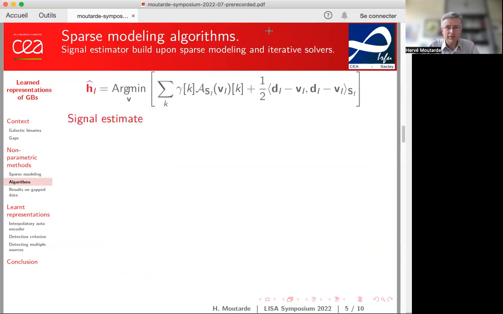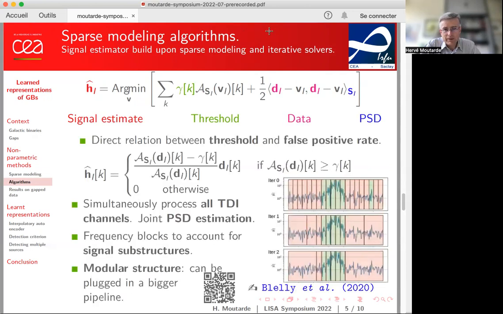So H is the signal estimate for TDI channel A. Gamma is a threshold which we set frequency by frequency. D corresponds to the data, and S is the power spectral density. We have a direct relation between threshold and the false positive rate, which is manifest through the relation between the estimated signal H and the data D, because the reconstructed sparse estimate is the relative excess of the signal amplitude over the threshold multiplied by the initial data, or set to zero.